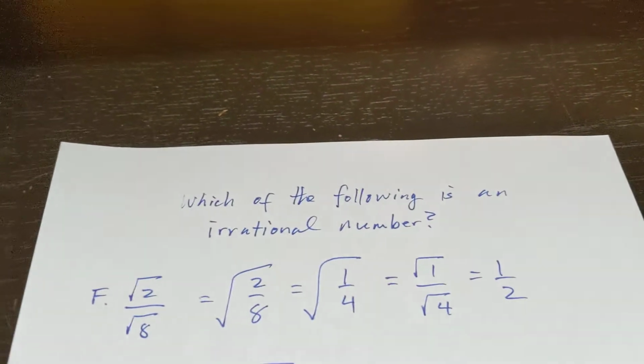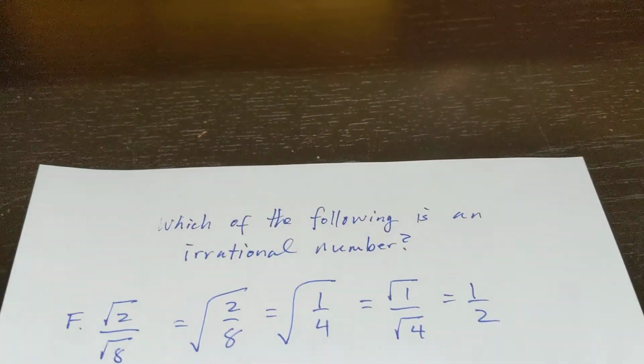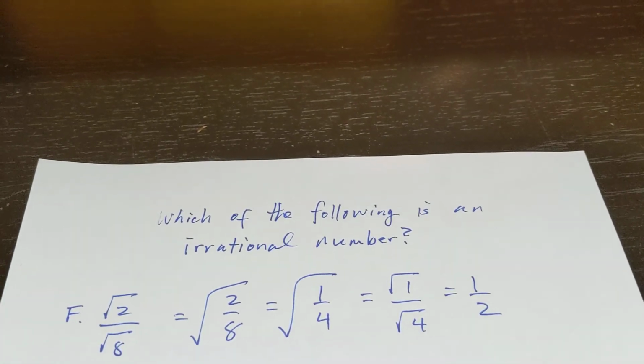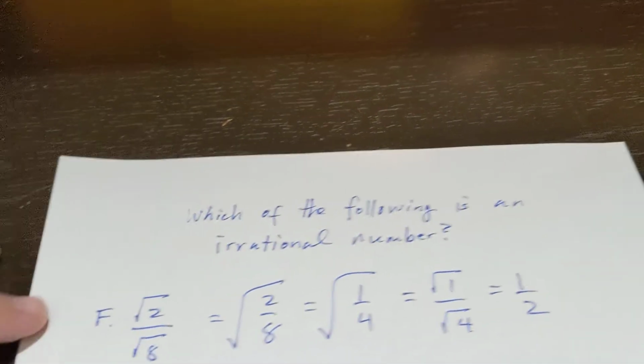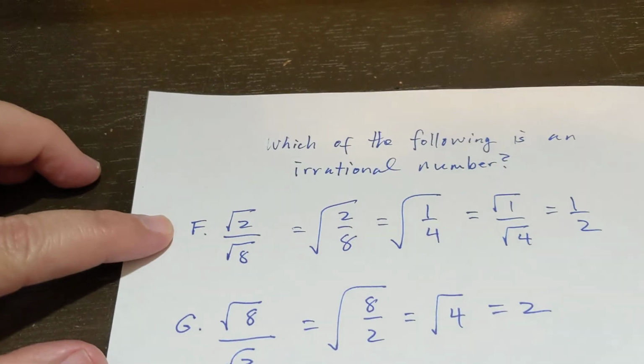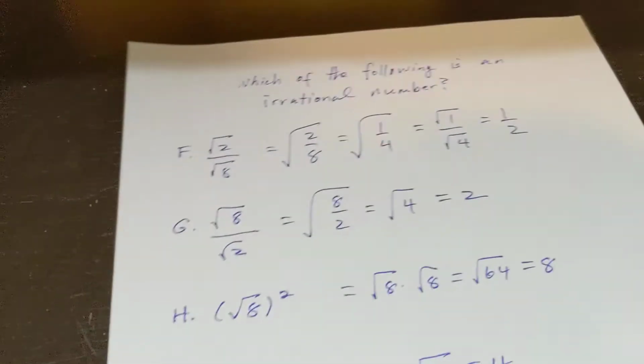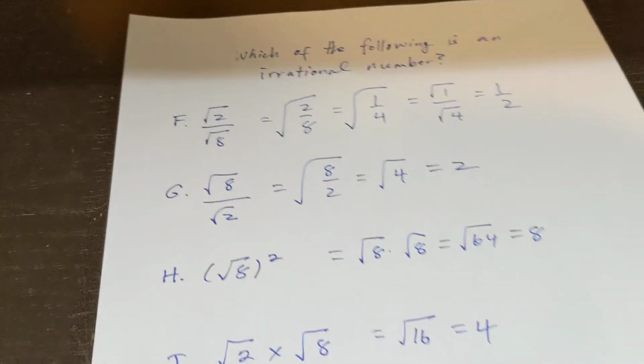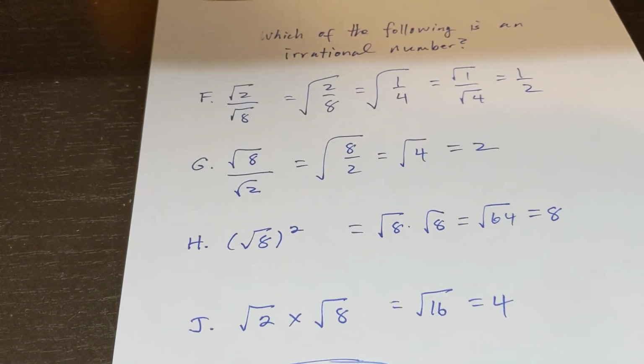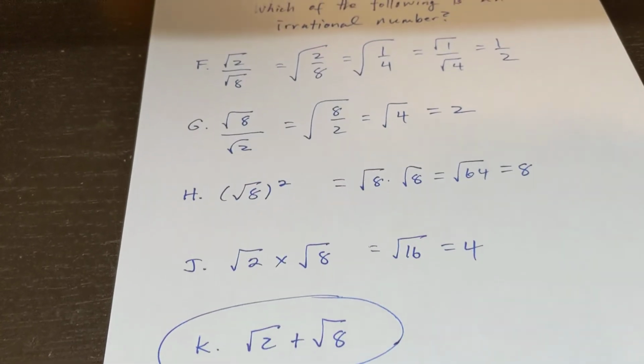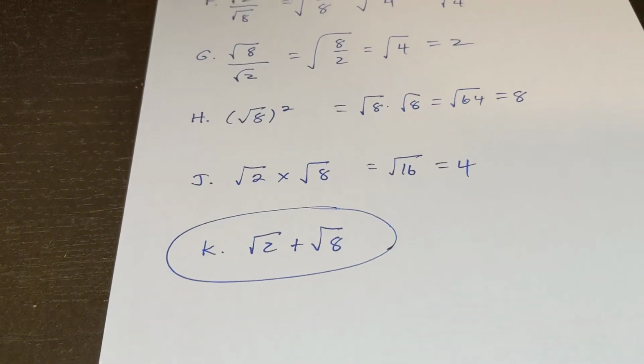Here's a question right out of the ACT prep packet. Which of the following is an irrational number? Look at the options here. Square root of 2 over square root of 8. Square root of 8 over square root of 2. Square root of 8 in parentheses squared. And square root of 2 times square root of 8. There's the answer there, K. Here's why.